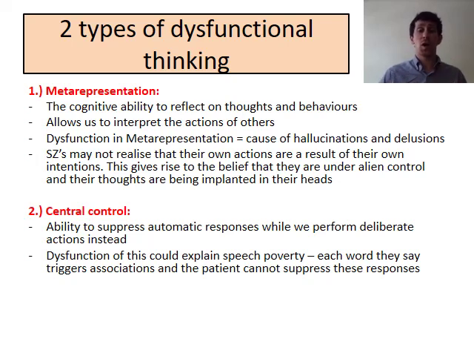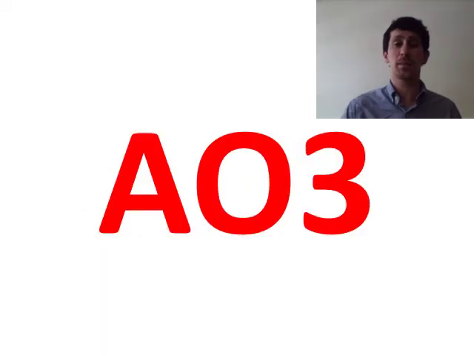Every word that they say might trigger off associations for them, and the schizophrenic patient can't suppress these responses. So every time they say a word, that triggers off another 5-10 words. They're thinking about those before they can say the next word they want. So that's why we get things like speech poverty and a reduction in the amount that schizophrenics generally say.